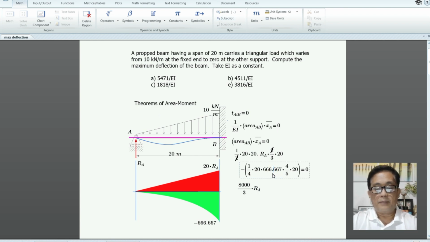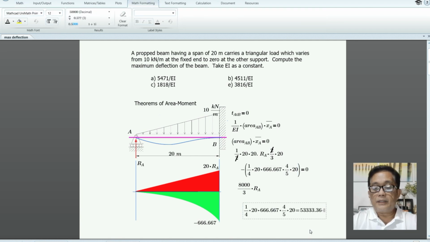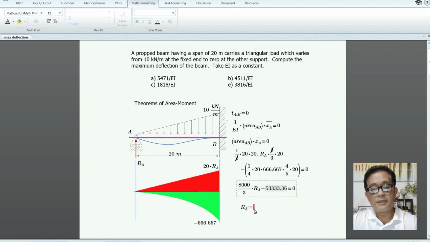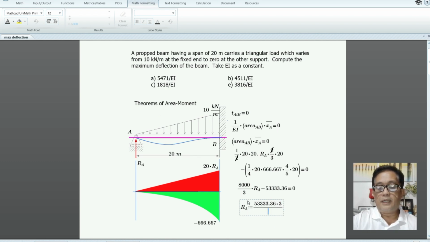And this one, inside the parentheses, let's compute this one. This will be equal to 53,333.36. So let's just copy this, and then subtract it here. Then that's minus that equals 0. So from here, we can now solve R sub A. R sub A equals, this when transposed to the right side becomes positive, and then we'll multiply this by 3 and divide everything by 8,000. And our R sub A is equal to 20 kilonewtons.